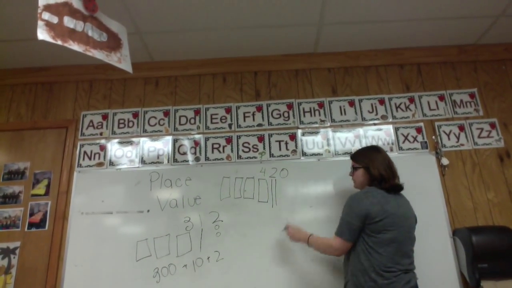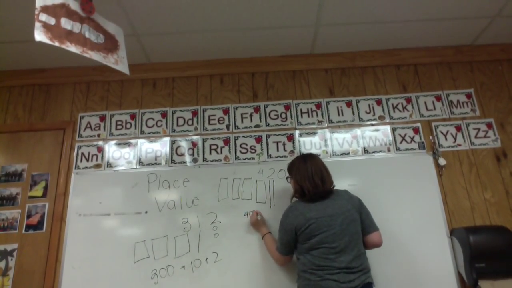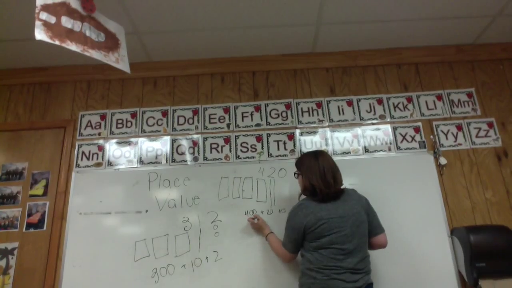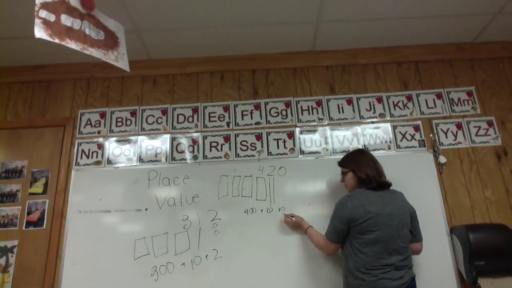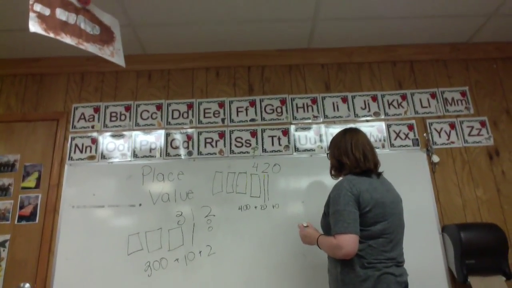Now that number, just like we did here in numbers, is going to look like this. Plus 20, plus 0. So we have 4 hundreds, plus 2 tens, or 20, plus 0, is just 420. Now let's just do one more just for kicks and grins.